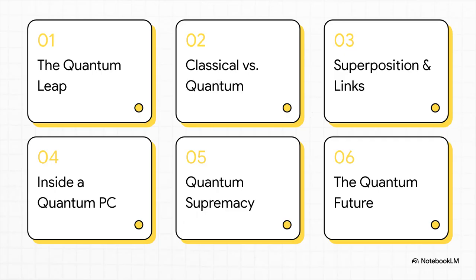Here's our roadmap for today. We'll kick things off with Section 1, the quantum leap. Then move to 2, classical versus quantum. 3, superposition and entanglement. 4, inside a quantum computer. 5, achieving quantum supremacy. And finally 6, the quantum future.